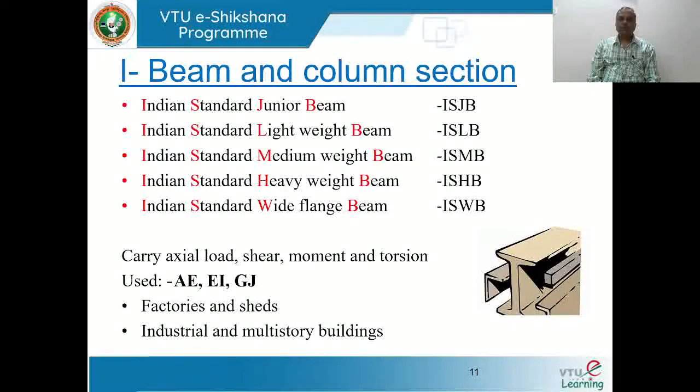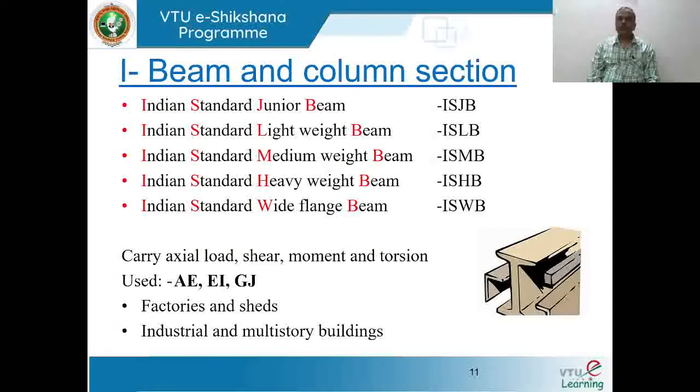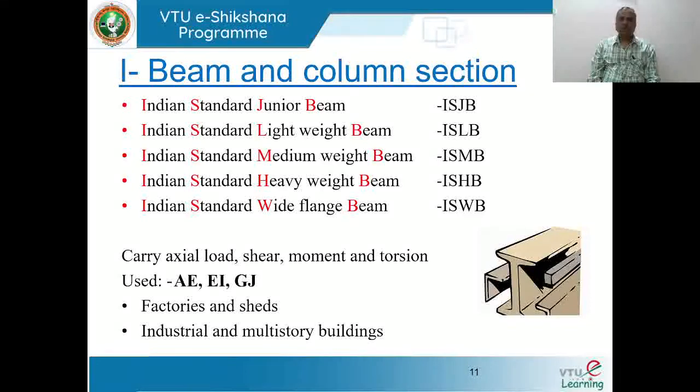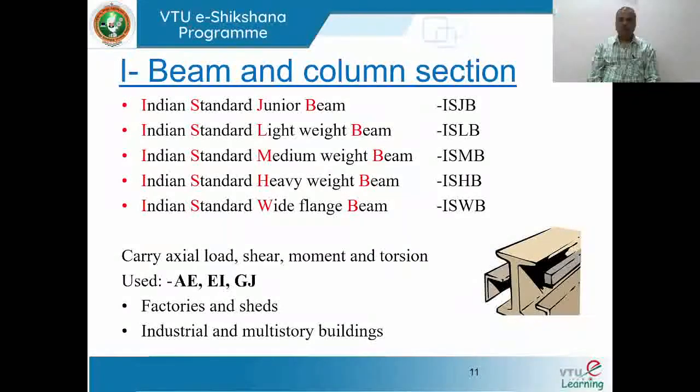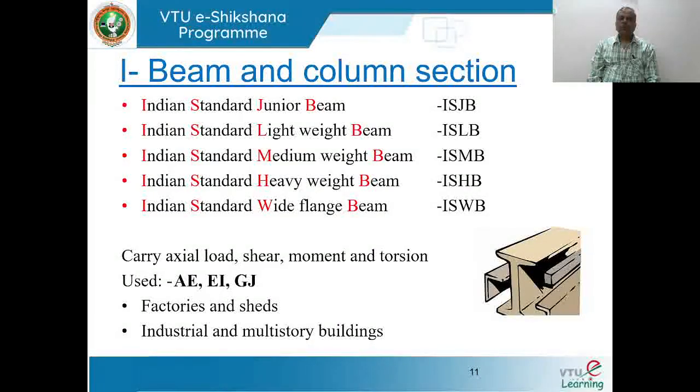But if you see the first one, ISJB, as the name indicates, it is a junior beam. So this section can be used as a flexural member carrying a light to moderate load where heavy resistance is not required. So that is where small depths, something like ISJB 75, ISJB 100, can be selected from the steel table.